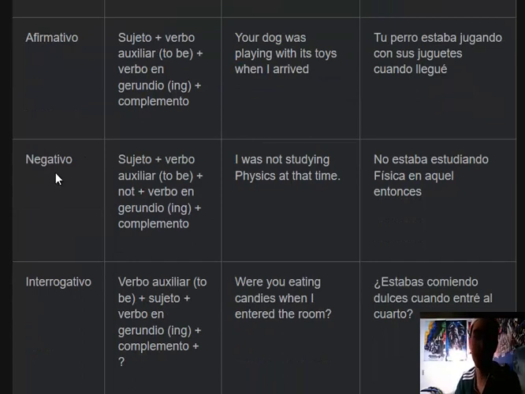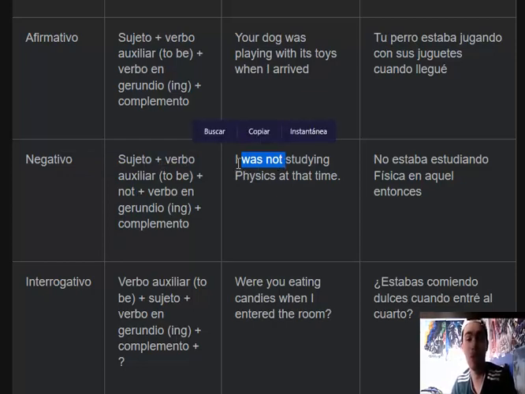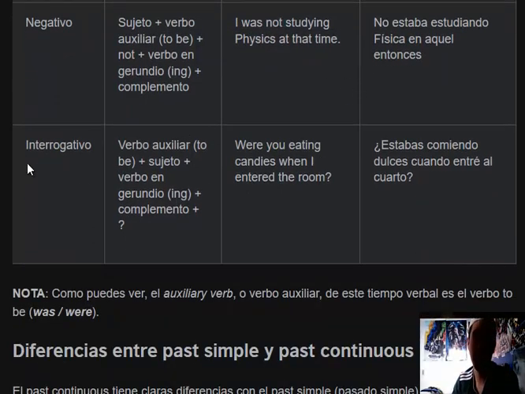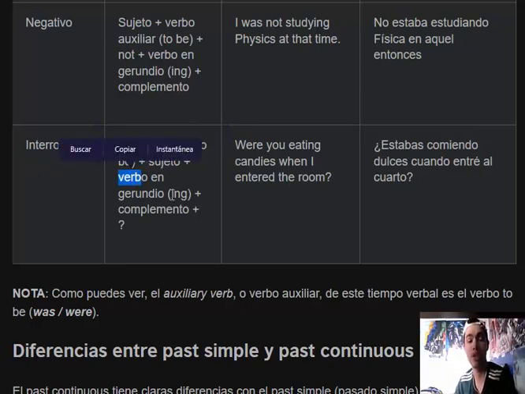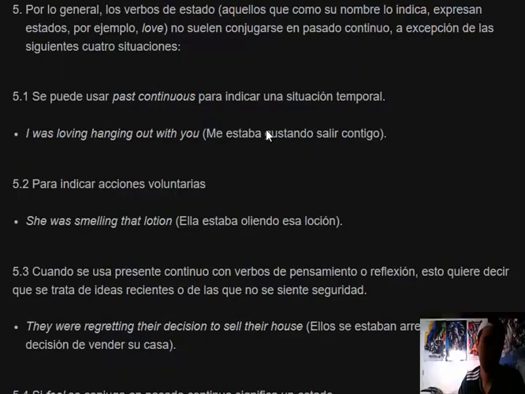Next we have the negative form. It's similar to the affirmative, but we just add the auxiliary not to the phrase. So we have, I was not, or with the contraction, I wasn't studying physics at that time. And with the interrogative form, we have the verb to be, then the subject, then the verb with termination ing, and finally the complement. So it would be, were you eating candies when I entered the room? And this is the structure of the past continuous.